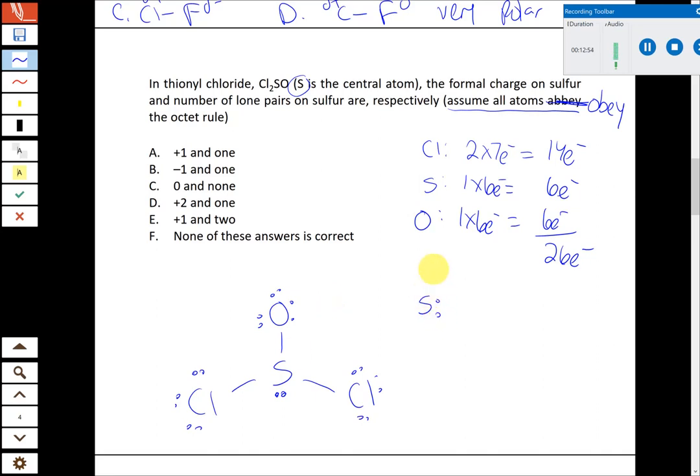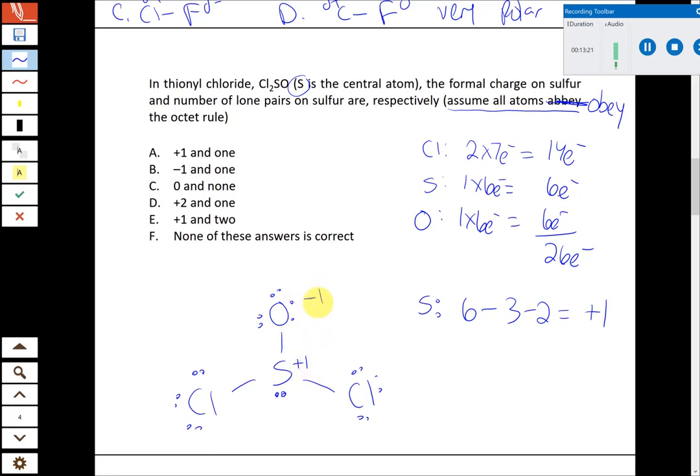To calculate formal charge, we start by taking the number of valence electrons that the atom has, which is 6 for sulfur. We subtract the number of bonds that it has in the structure, which as drawn here is 3. And then we subtract the number of non-bonding electrons, which is 2. That gives us a +1 formal charge on sulfur. So when we calculate formal charges in this molecule, we get +1 on sulfur and -1 on oxygen if we did that one.